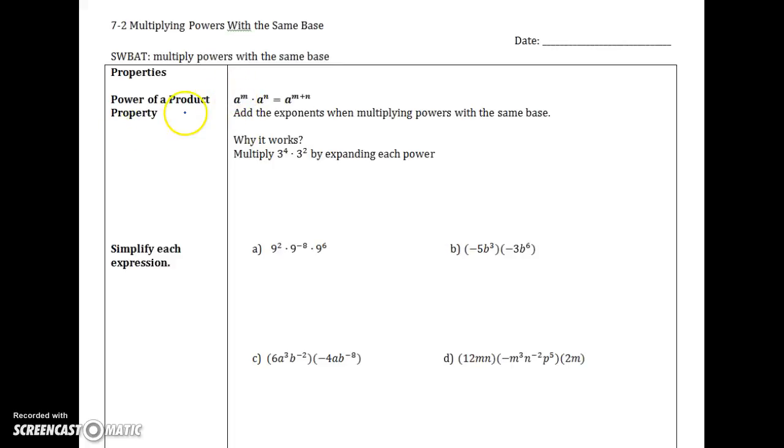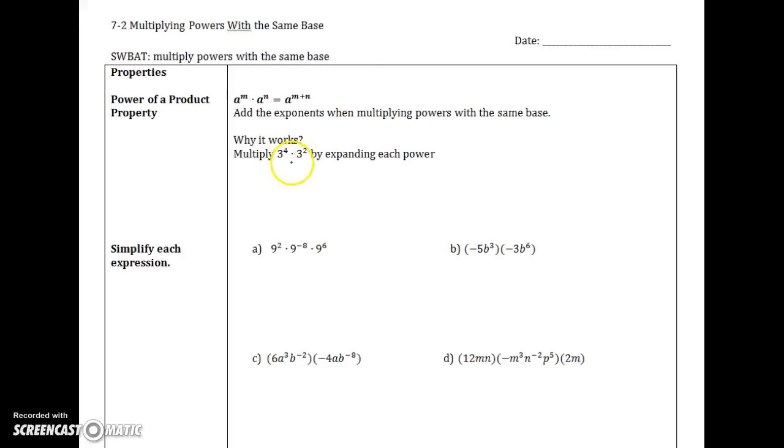The name of it, not super important, but I do want you to realize that when they have the same base, remember that the base is the bigger number, the exponent is the smaller part, obviously. When they have the same base, like this A and A, then we're going to add the exponents. We're going to add them every time we're multiplying powers with the same base.